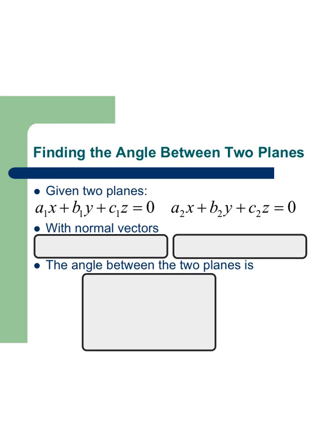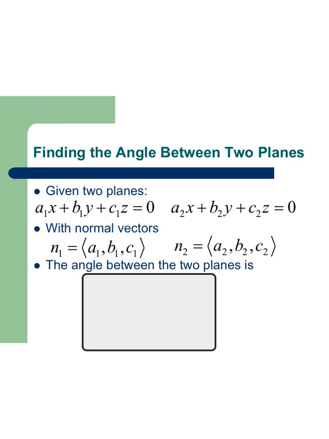And our final process for this section is going to be finding the angle between two planes. So if we have our first plane given as a1 times x plus b1 times y plus c1 times z, and we have our second plane given as a2 times x plus b2 times y plus c2 times z, we want to be able to identify normal vectors for each one of our planes, and we're going to identify those as (a1, b1, c1), and also as (a2, b2, c2).